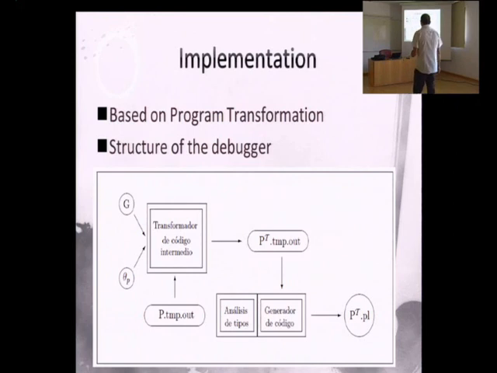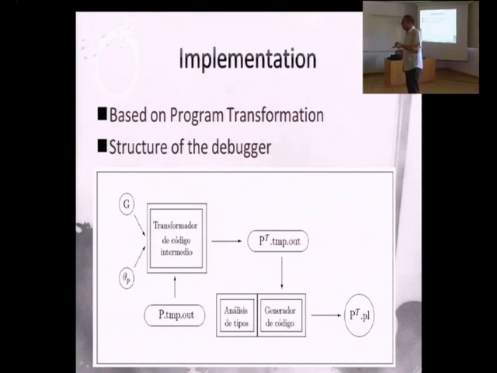So we skip some parts, like for instance, when you are compiling the transformed program, you don't need to check the types because the original program was well typed. You know that because you have been using the program to produce the initial symptom, so you could compile the initial program. It was well typed, sure. And the program transformation transforms well-typed programs into well-typed programs. We have proved this theoretically. So we can skip the type checking phase during the compilation.